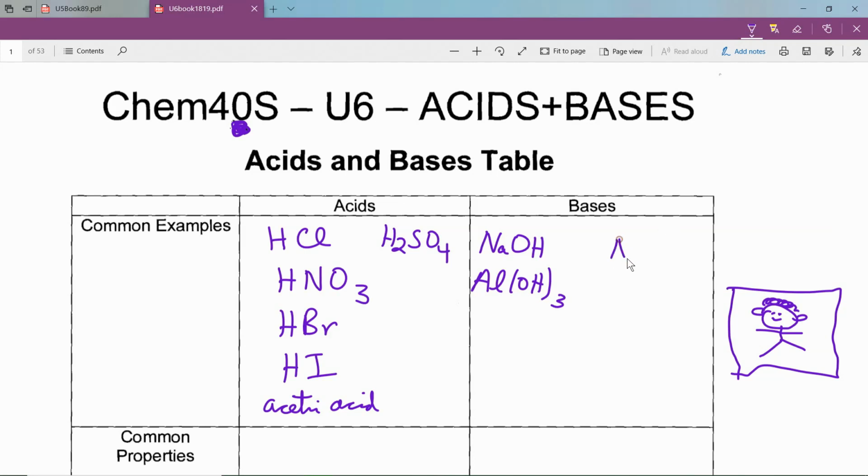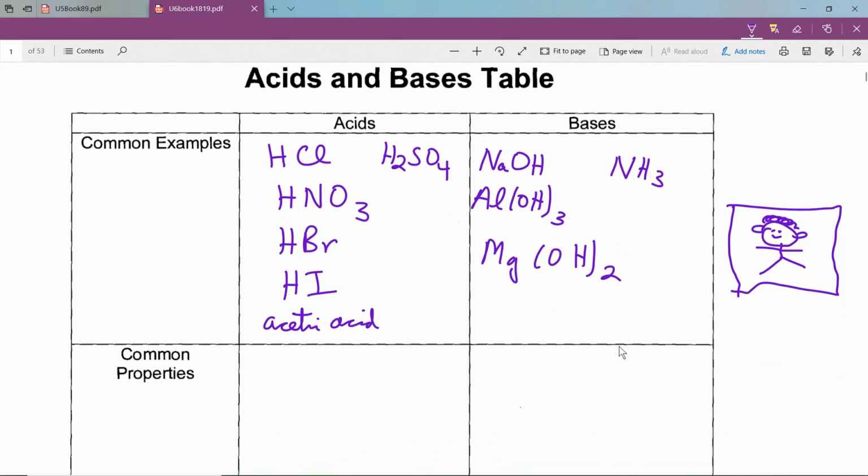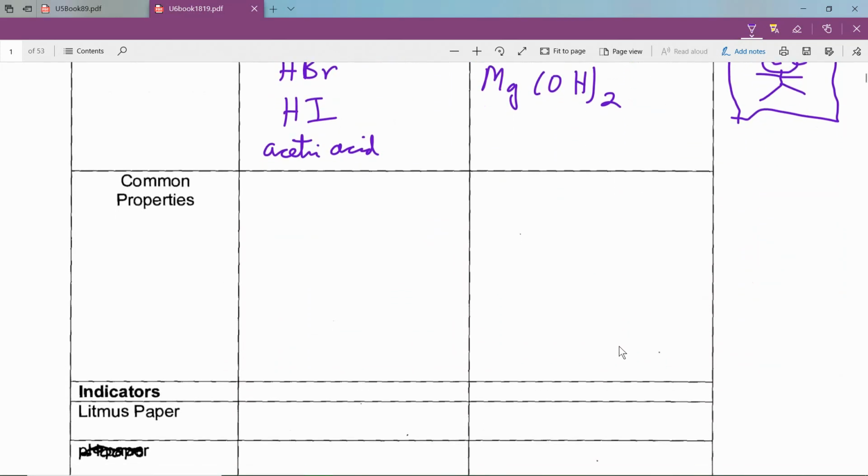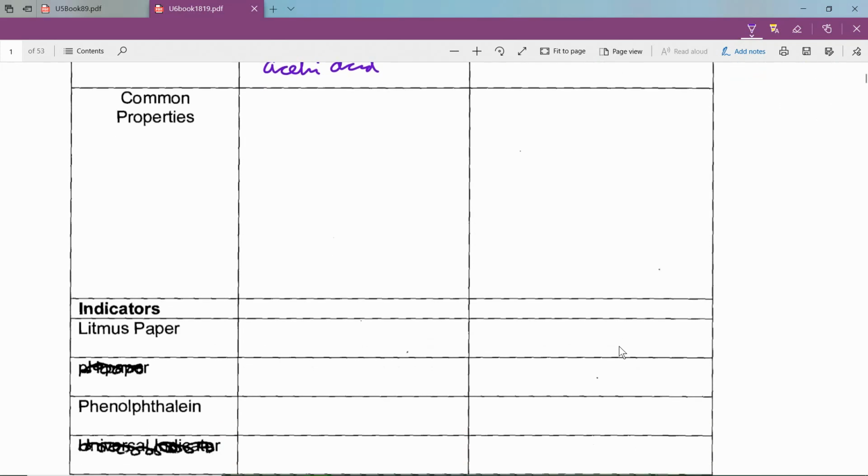Ammonia itself is a base. Magnesium hydroxide is a base. That's called milk of magnesia. That is an antacid if you have too much pizza and beer when you're watching The Masked Singer or Tiger King. Trying to stay relevant.